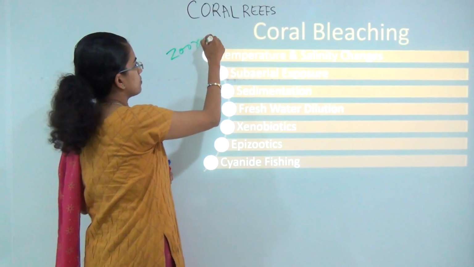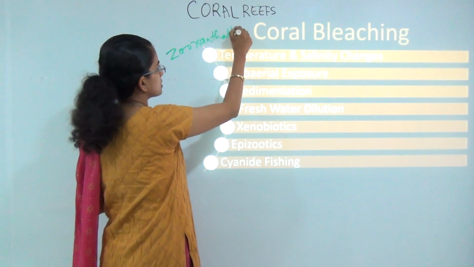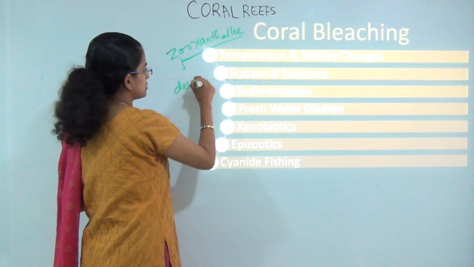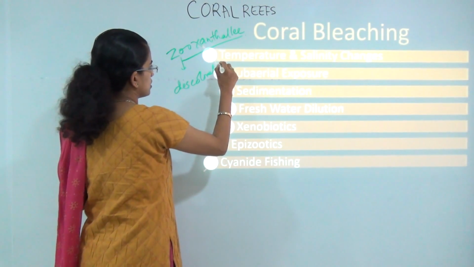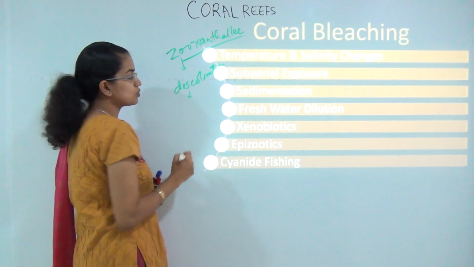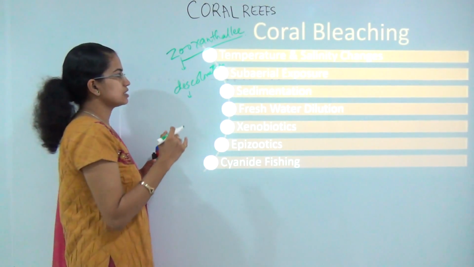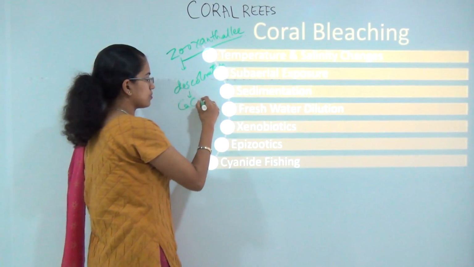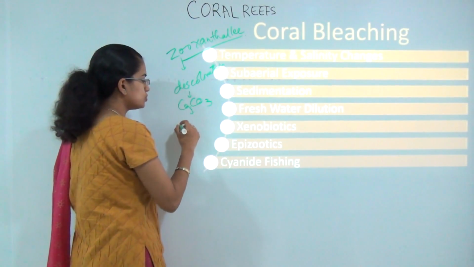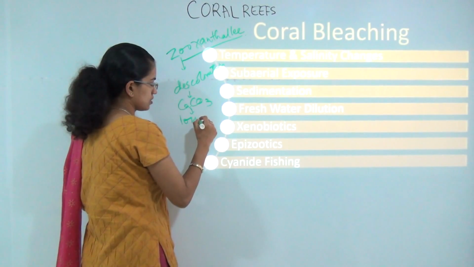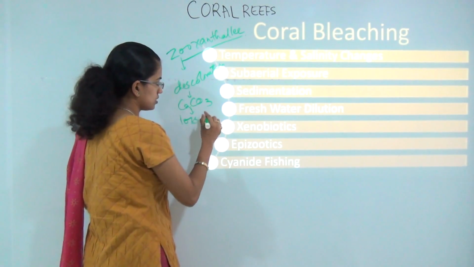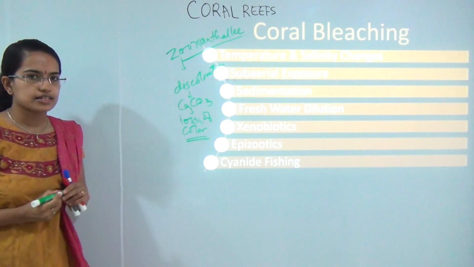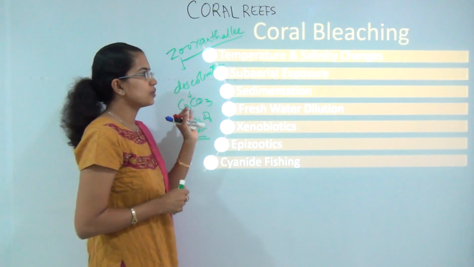We have already talked about zooxanthellae, which is the main structure of the corals, and the decoloration, or I could say the discoloration, of these zooxanthellae would lead to coral bleaching. That means there would be hard depositions of calcium carbonate, but the corals would lose their color. So loss of color happens, and there are various factors that lead to coral bleaching.